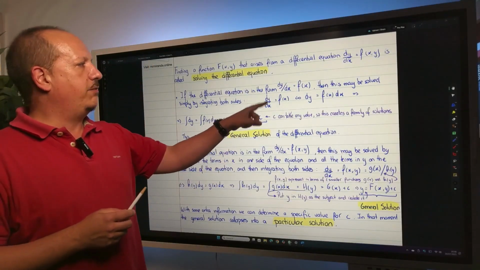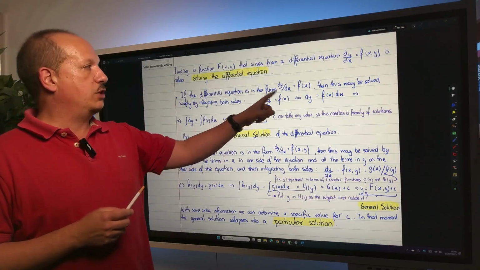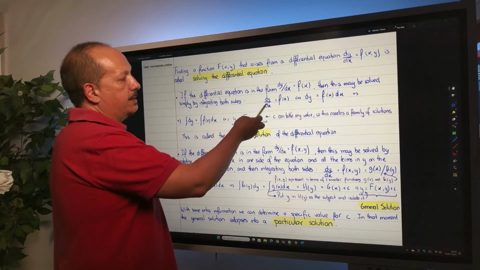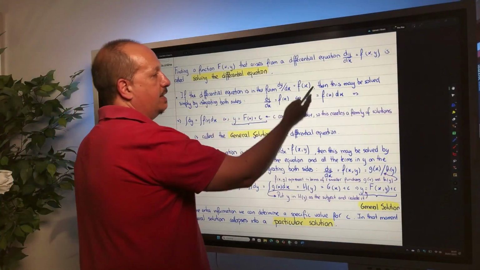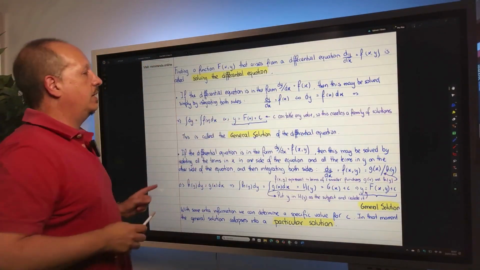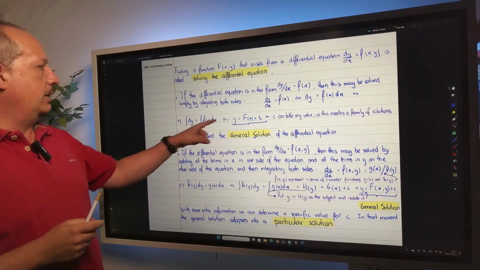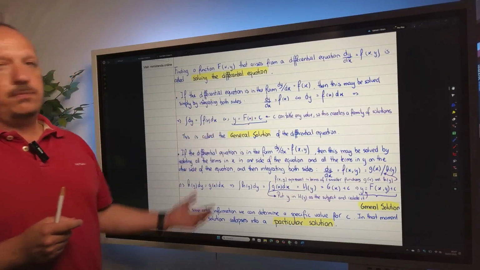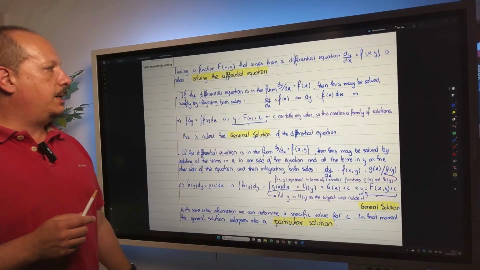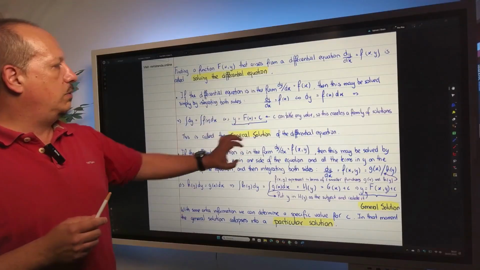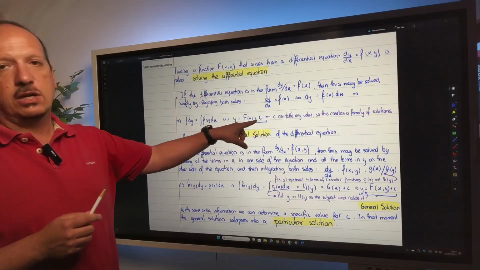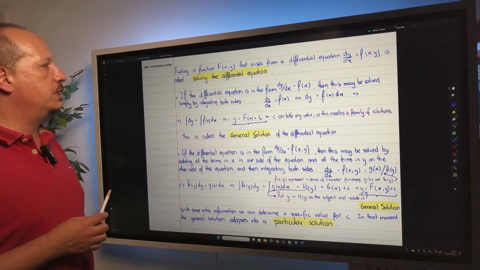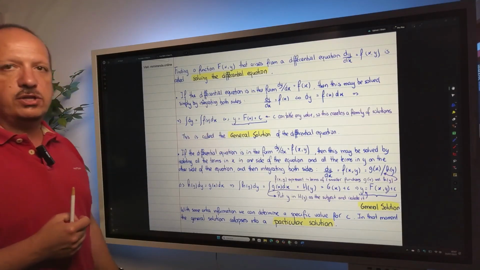So imagine that you have dy by dx equals something in terms of x. You just need to send this dx to the other side and then integrate both sides, right? So the integral of dy will be y, and this will become a primitive plus the arbitrary constant. And this will give you a set of solutions because of the arbitrary constant, which is called the general solution for this particular type of differential equations.